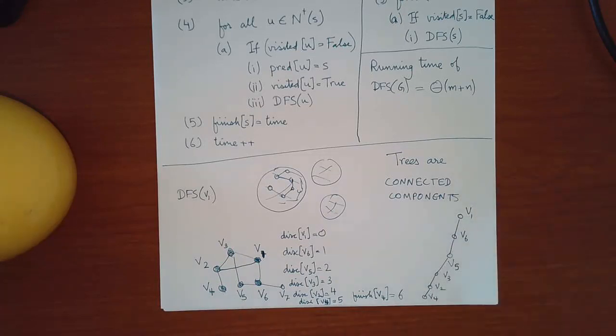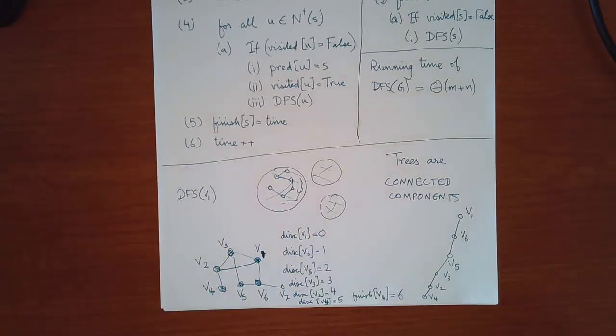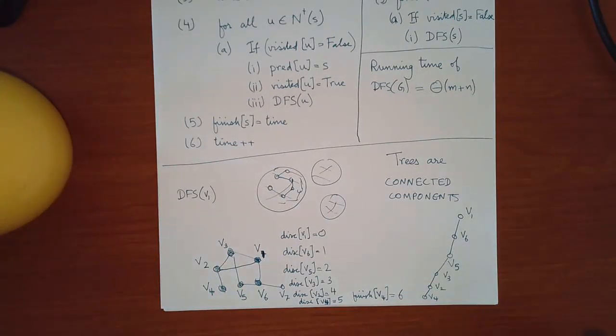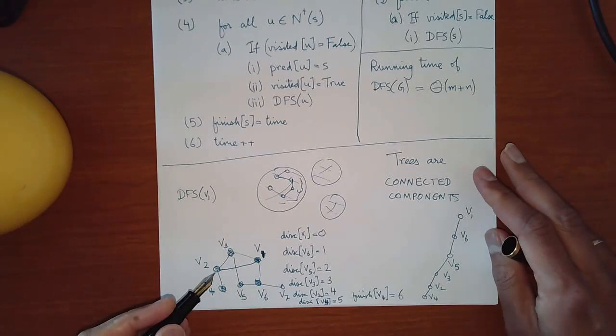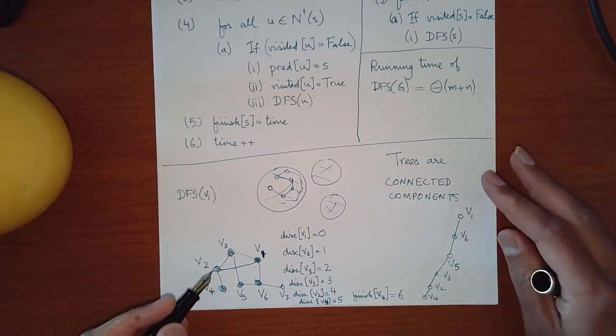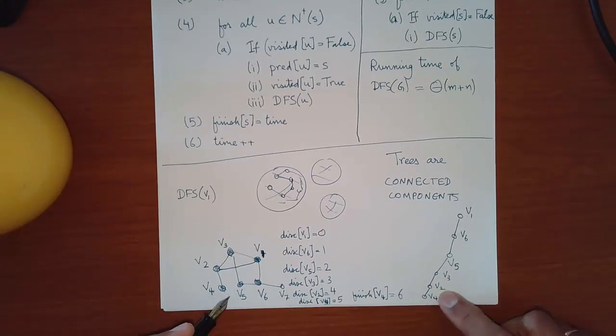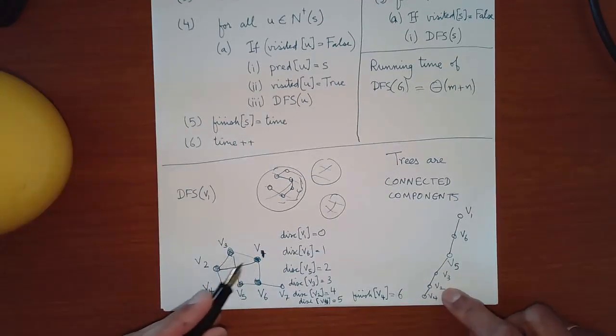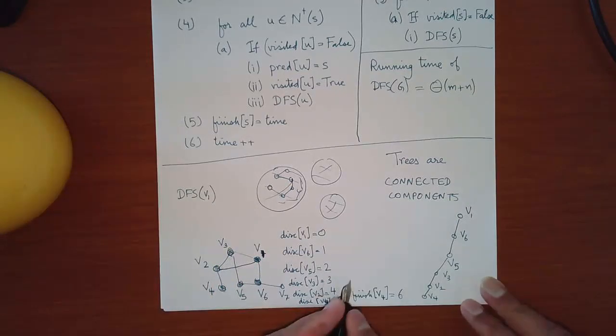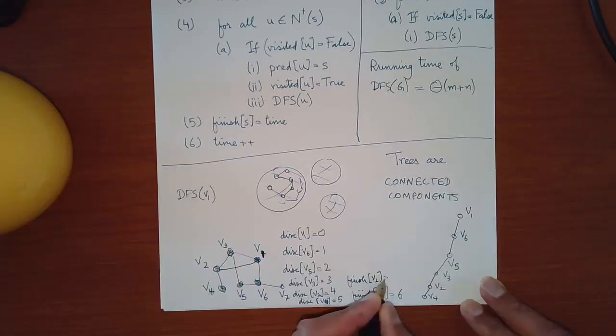Now who gets called? What is the next thing that's going to happen? V2 would end. V2 has to finish. Exactly. Why? Because V2's recursive procedure is still running. V2 called V4. V4 finished. So it goes to V2. All of V2's neighbors are visited, so V2 is going to finish.